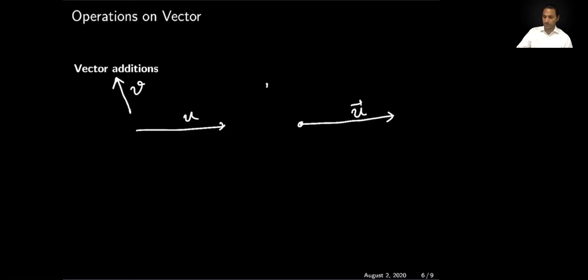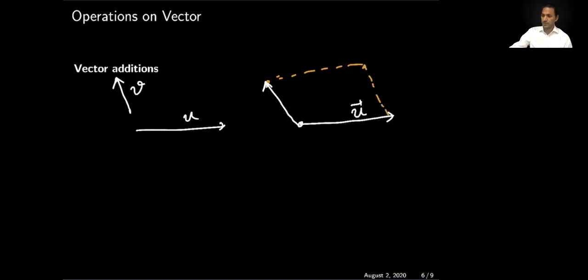Next is addition. There are two ways you can calculate the addition of vectors. Let's suppose you have a vector u, and then there is a vector v. One way to calculate is by using the parallelogram law. You take the vector u, you move the vector v to where the tail of the vector u is, and then you draw a parallelogram.